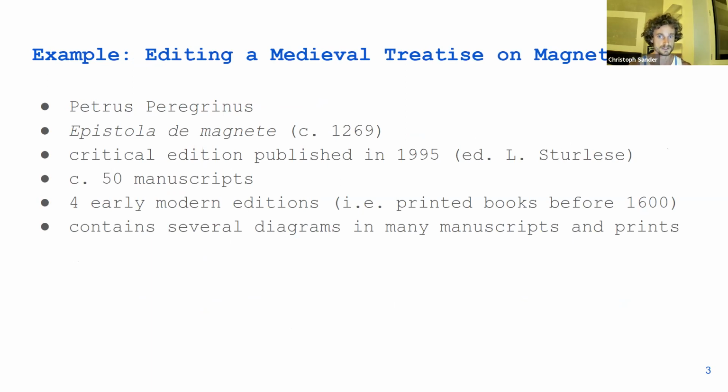I will focus on research I'm currently doing, which is a treatise on magnetism, actually the first treatise ever on this topic, written by a scholar named Petrus Peregrinus. This treatise is called Epistola de Magnete and was written in the 13th century. A critical edition was published in 1995, and there are somewhat 50 manuscripts extant and 4 early modern printed editions. Many of these manuscripts and prints contain diagrams. So this is, I think, a good case study.